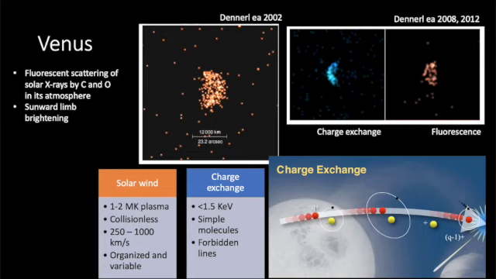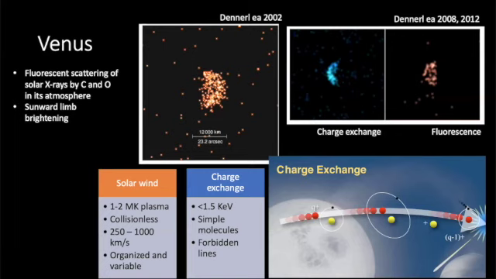When it was first observed, it was during solar maximum, and the main process responsible for the X-ray emission was fluorescent scattering of solar X-rays. So carbon and oxygen atoms absorb X-rays emitted by the sun and re-emit them at specific wavelengths. And what you can nicely see, even though there are not a whole lot of X-rays coming from it, is this nice pattern of limb brightening, which indicates that the X-rays are coming from the atmosphere and not from the surface, which would be optically thick.